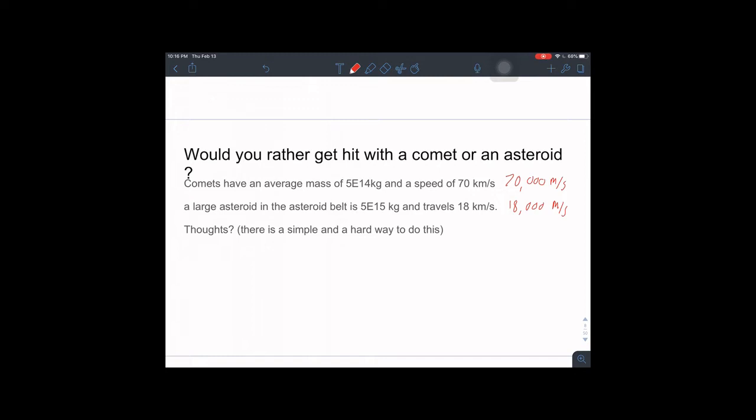If we were to just do the numbers, we can find out that the kinetic energy of the comet is equal to 1/2 the mass of the comet, which is 5e14, times its velocity 70,000 squared, which is equal to, pulling out a calculator, that is equal to 1.225e24 joules of kinetic energy.